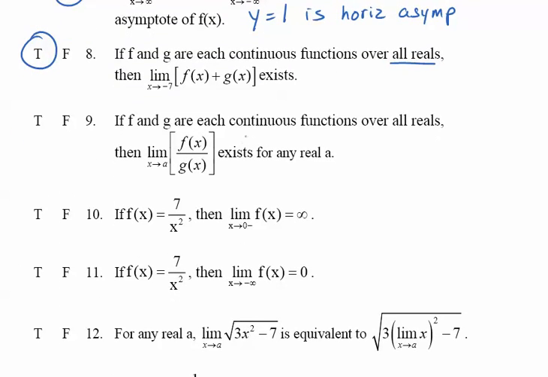If f and g are each continuous, then does the limit of their quotient always exist? Well, the limit of their sum would always exist, but the limit of their quotient could have a counterexample. So not when g of x is equal to 0. So it may or may not happen, but it is not 100% true.